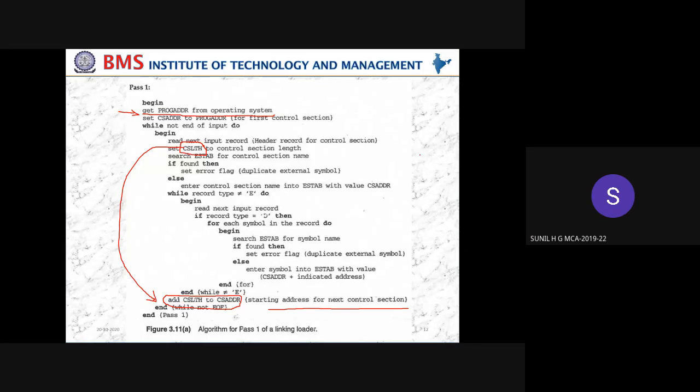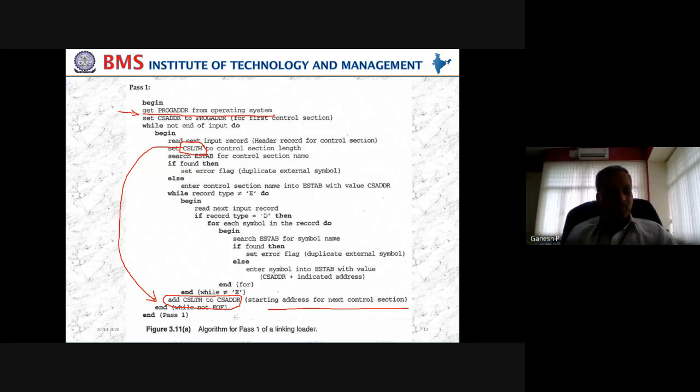Okay, next. While record is not equal to end, that means we are reading the object program now. The object program contains H, D, R, T, M, E. So until you reach the end of the program, I want to see only a few. What are they? Header record, which I have already seen. What else is required for me? D records. So if D records are there, I will process them. Yes, go ahead.